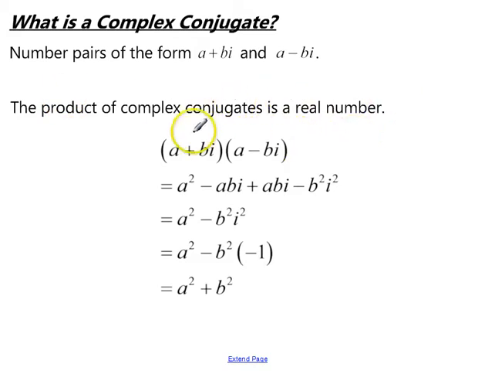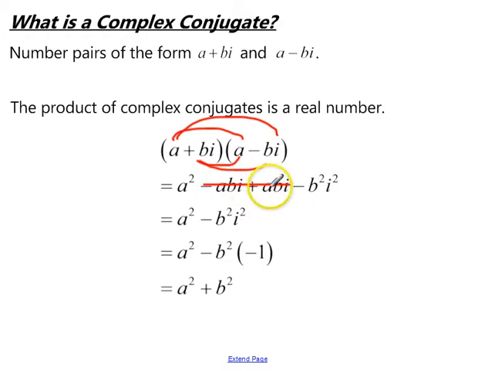So look carefully. We're going to take a plus bi and a minus bi, and we're going to FOIL it. So we get a times a is a squared, a times negative bi is negative abi, bi times a is positive abi, and then positive bi times negative bi is negative b squared i squared. So first, these middle terms are going to cancel out.